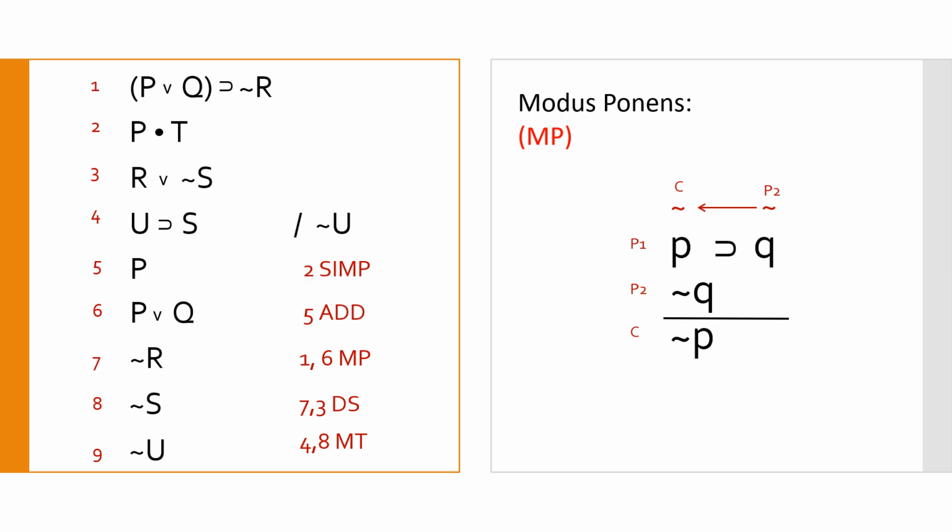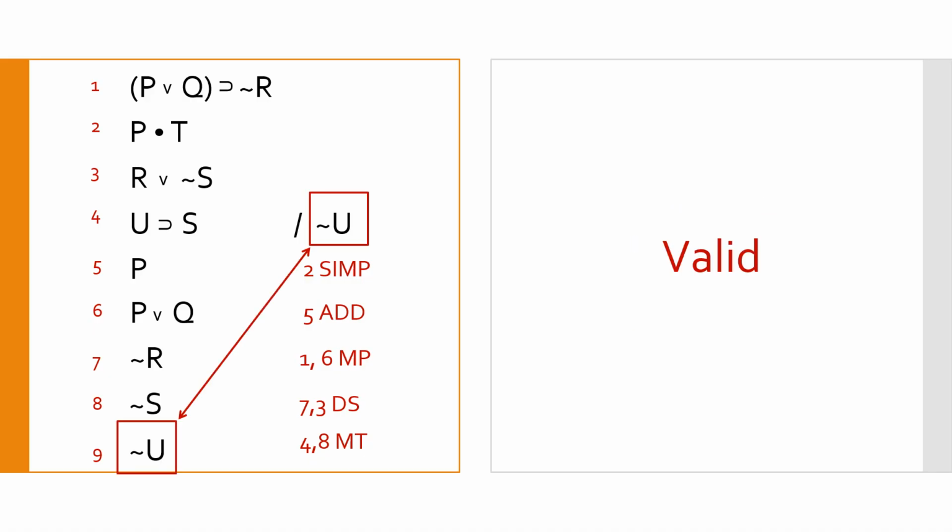Because notice what we get in line 4 is the conditional statement, if U is true, then S is true. And line 8, which we just proved, is that S can't be true, so we deny S, and that allows us to deny U by using the rule of modus tollens. That's what we're after. If I can finally, using all of this reasoning, prove to you that not U must be true, that means that all of the premises are true, and the conclusion is true. It follows necessarily from it. This makes it a valid argument.